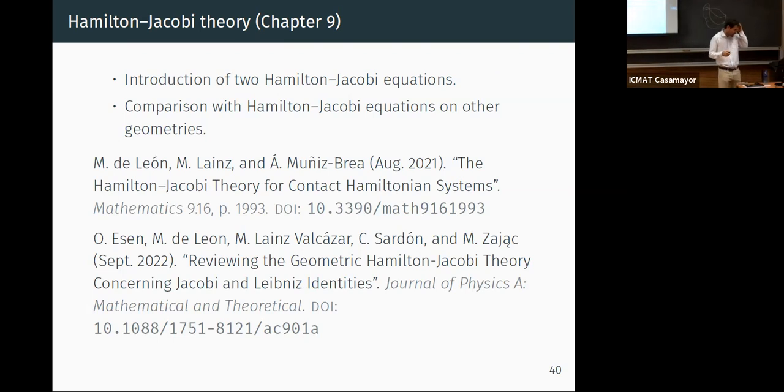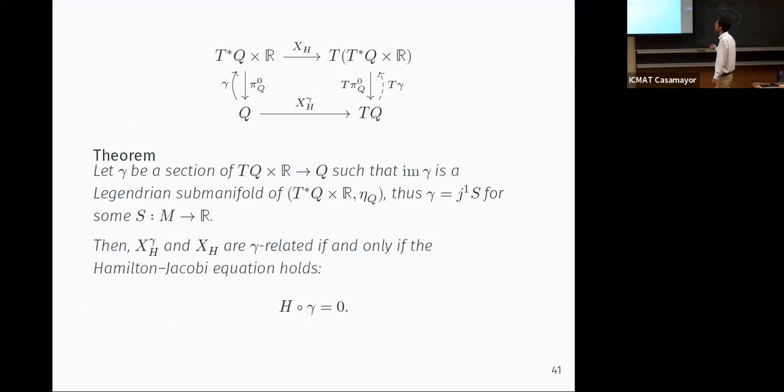Okay. The last theoretical thing we have worked on is the Hamilton-Jacobi theory. The Hamilton-Jacobi theory allows you to understand the dynamics of your system by solving a PDE. And here in contact manifolds, there are two Hamilton-Jacobi theories, depending on whether you allow the section to depend on the action or not. This is the first Hamilton-Jacobi equation.